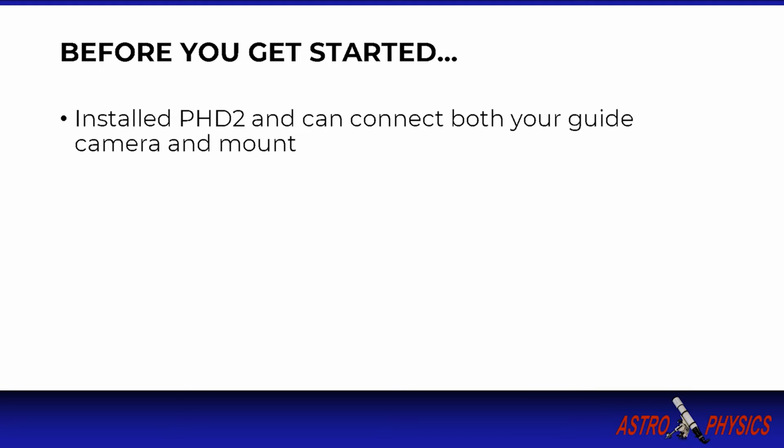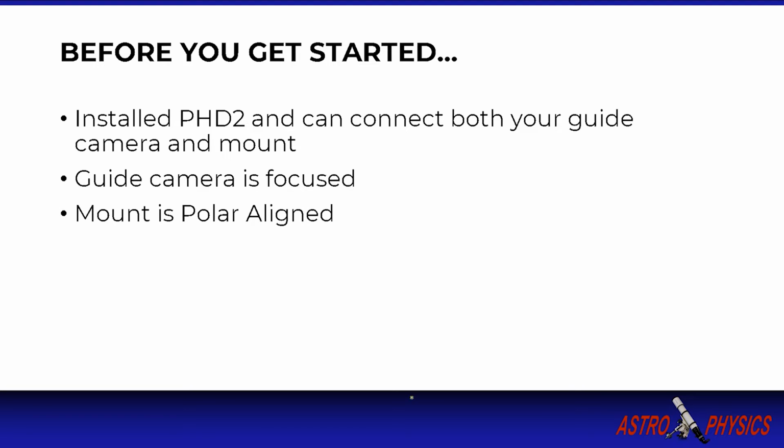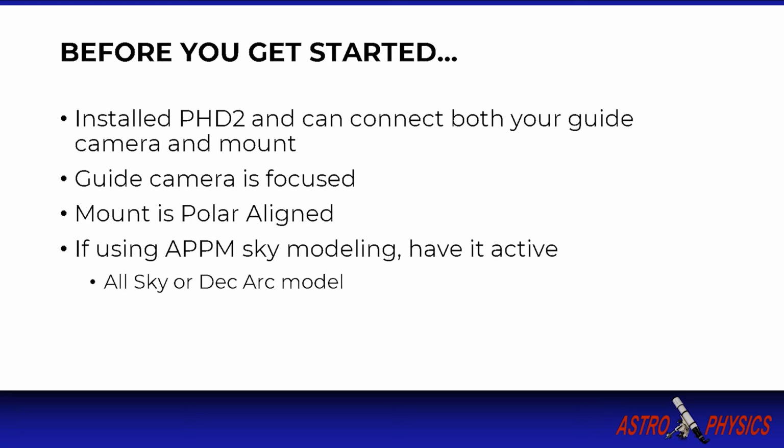You have installed PHD2 software and have confirmed you can connect your equipment. Your guide camera is working and focused, and if using an off-axis guider or OAG, it is also parfocal with your imaging camera. Your mount is reasonably well polar aligned. And if you are using APPM for sky modeling, you have your model active. This is true if you are using an all-sky model or a Dec arc model. This is not critical, so if you complete this tutorial and find that you accidentally did not enable your model, it should still be fine.